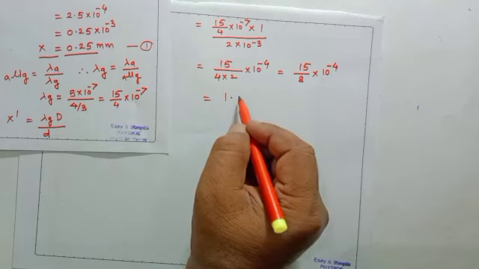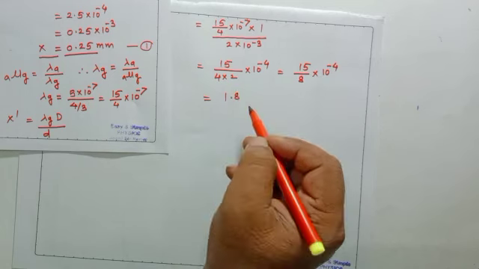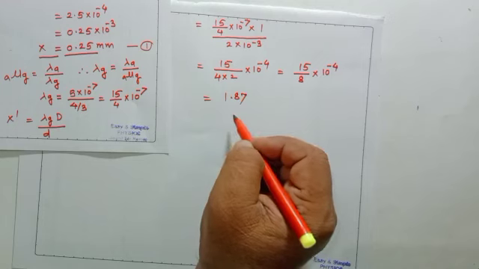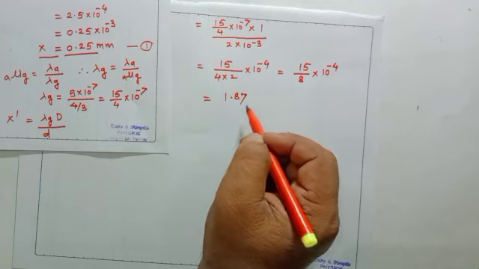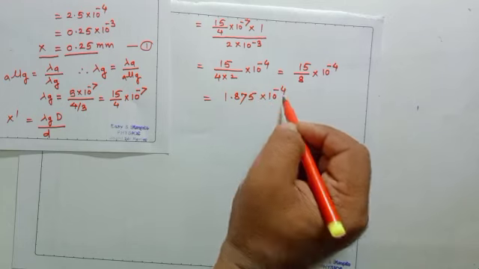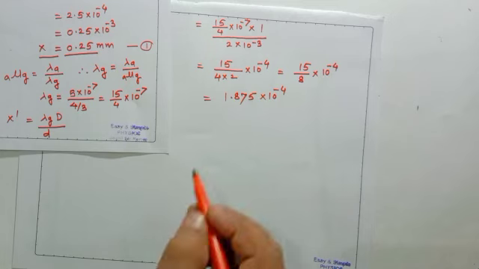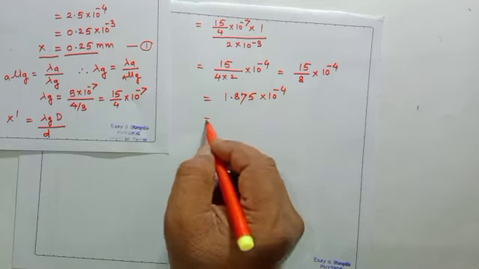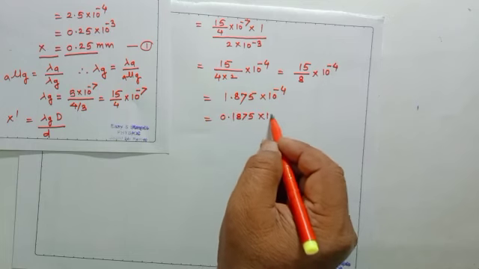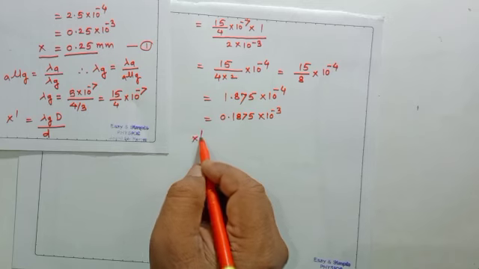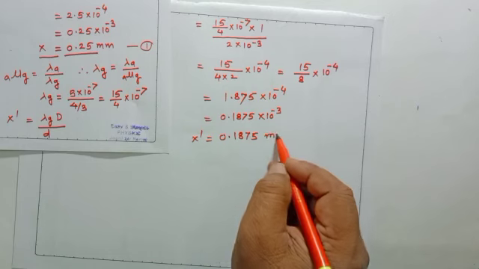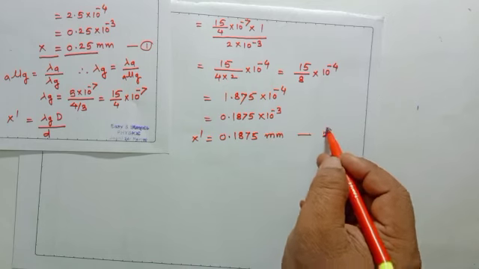8 8s are 64, 6 is remaining, becomes 60. 8 7s are 56, 4 is remaining, and 8 5s are 40. So here it will be 1.875 into 10 to the power minus 4. So that is 0.1875 into 10 to the power minus 3. So x dash is equal to 0.1875 millimeter. This is equation number 2.